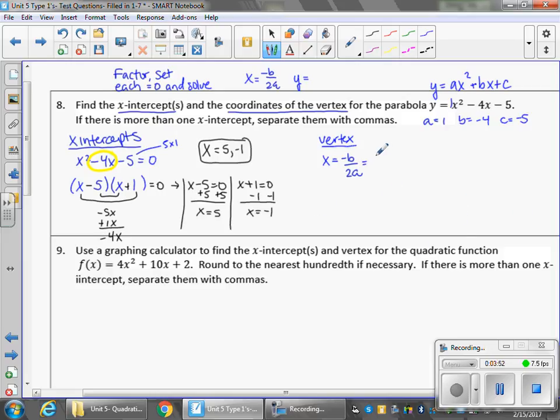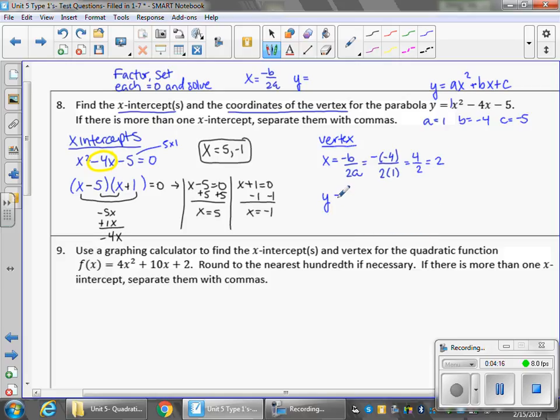Okay, let's continue. Notice this has a negative, so we're going to make sure it doesn't disappear. Bring over the negative, parenthesis. B happens to also be negative over 2a, and a is 1. Negative times negative is positive. So the x-coordinate of my vertex is 2.